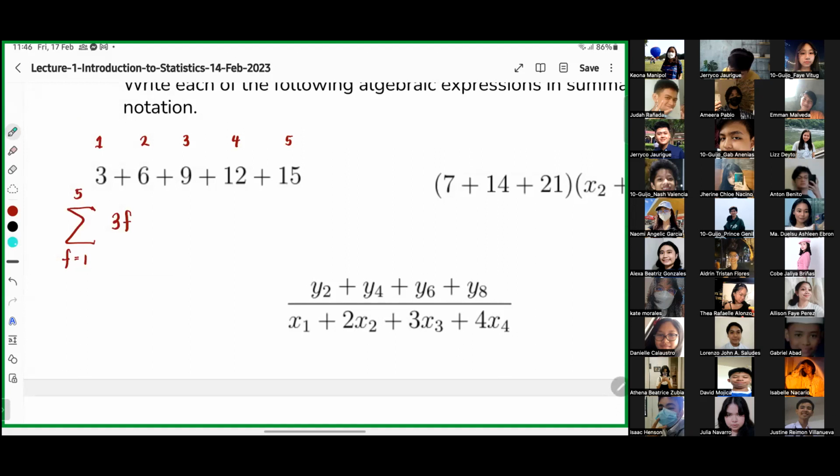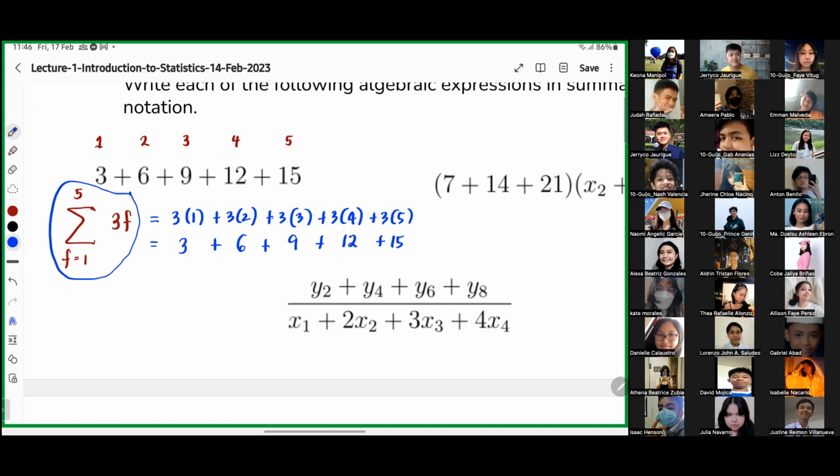Kasi, pwede natin tong, I don't want to use this one. Let's use blue. Kasi this is equivalent to 3. Yung F natin runs from 1 to 5, no? So, 3 times 1 plus 3 times 2, 3 times 3, 3 times 4, 3 times 5. Tama ba? Equal ba yan sa 3? Uy, equal na, no? 6, 9, 12, 15. All right, so this is our summation notation. All right, nice one, Faye and Anbal.